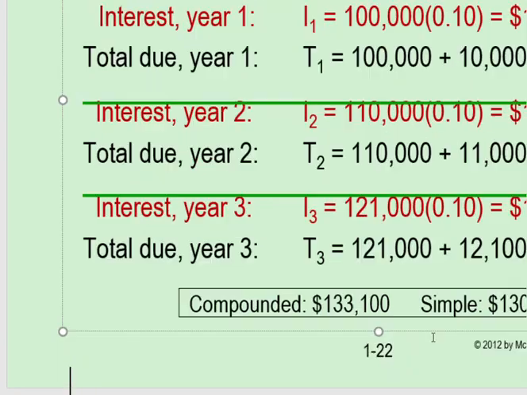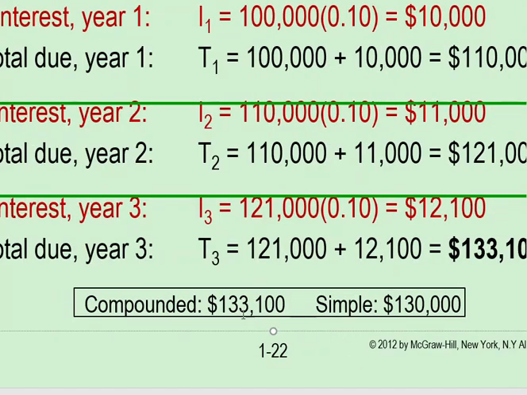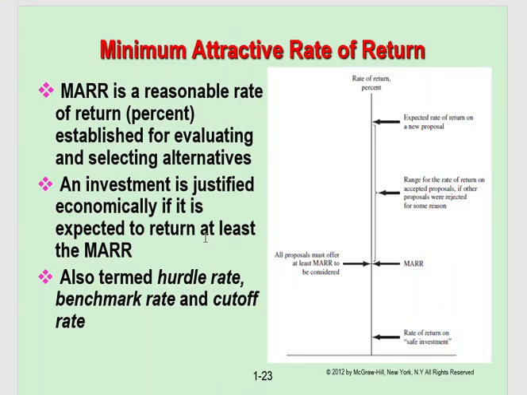If you take a look at it, within the 3 years, what's the difference? About $3,000. Simple interest will be 130, while compounded will be 133. This is only for 3 years. Imagine now this is for 30 years. This is really a disaster, okay, from the borrower's point of view. So this is the idea of the interest rate.